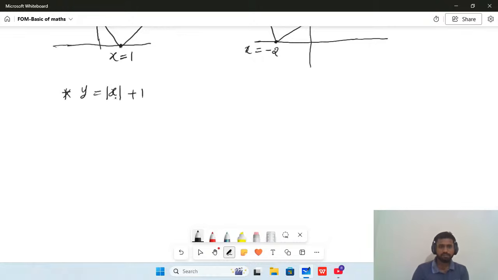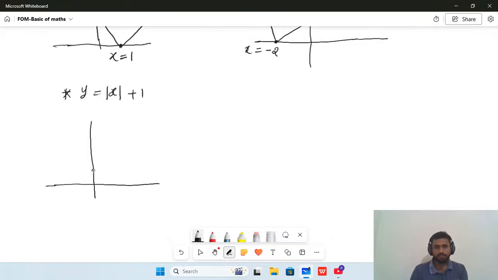First of all, what is the critical point here? The critical point is where the expression inside the modulus becomes 0. At x equals 0, the modulus expression becomes 0, so x equals 0 is the critical point. If x equals 0, what is the value of y? If x equals 0, the value of y equals 1.